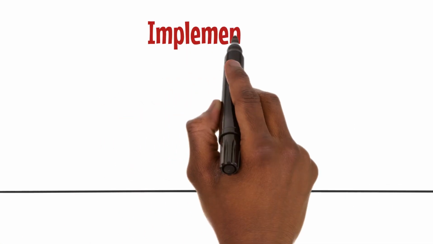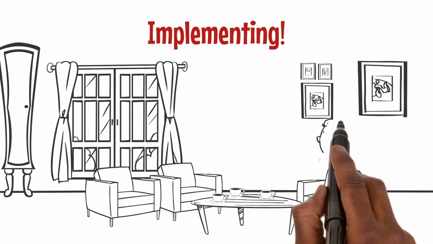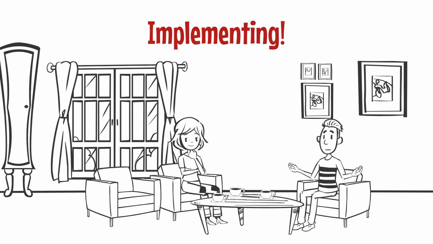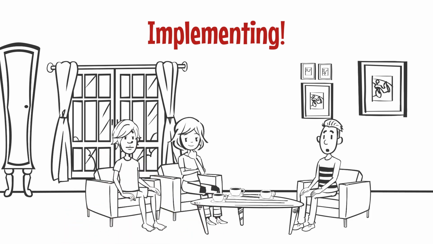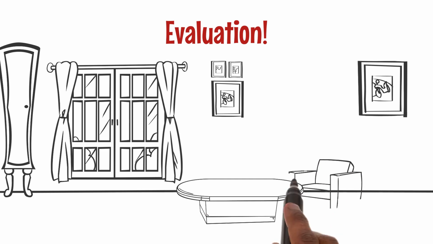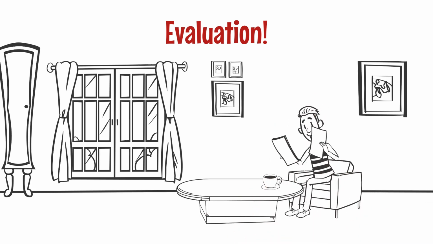Step 3. Implementing. This is where the action happens. They start carrying out the tasks according to the plan. But sometimes they need to make adjustments on the fly. And finally, step 4. Evaluation. After the plan is carried out, they evaluate what went right and what went wrong. This helps them improve for the future.